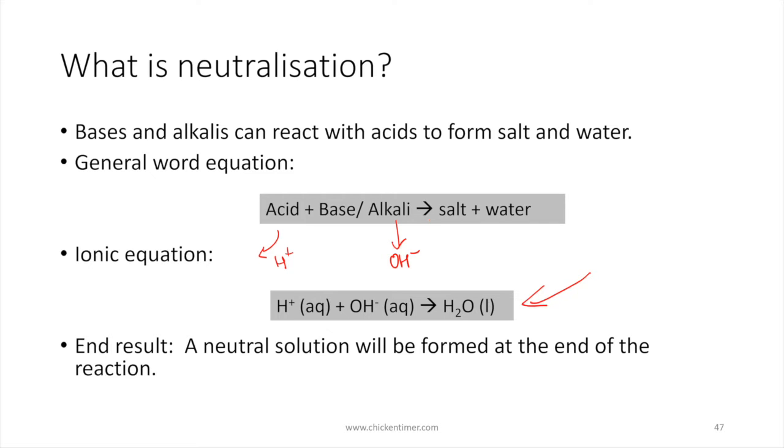So these two chemicals react with each other, you get water, and your end result is that a neutral solution will be formed. That means whatever you have at the end will be neutral. If you take a universal indicator and test it, you will get pH 7. So neutralization means a reaction where you have acid and alkali together, eventually you get salt and water, and the overall solution is neutral. Okay?